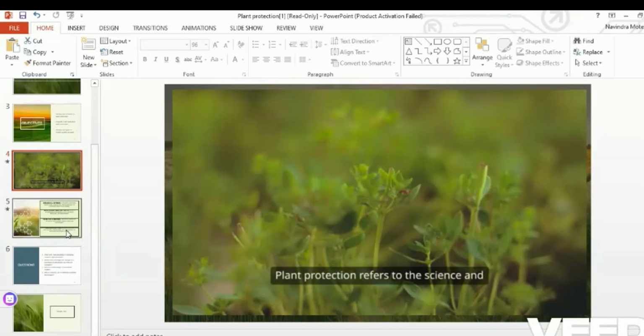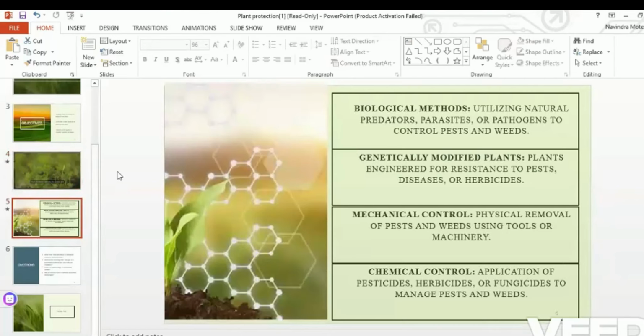So now we will look at the methods. There are four methods of plant protection. Biological method. Biological method utilizes natural predators, parasites, or pathogens to control pests and weeds. Has anyone heard about the term before? Yes, Miss. I learned about the word biological in biology. It means living organisms. Give me some examples, please.